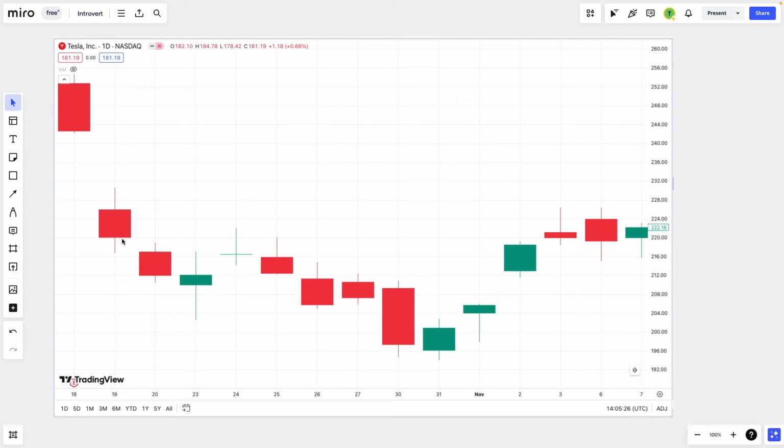227, and then we've got a red day here, followed by another red day, and then what we have here is a Doji candle. So we would have opened this particular day at about 217. We've gone up a little bit, we were down a little bit, and we finished at 217. So that is a Doji candlestick.